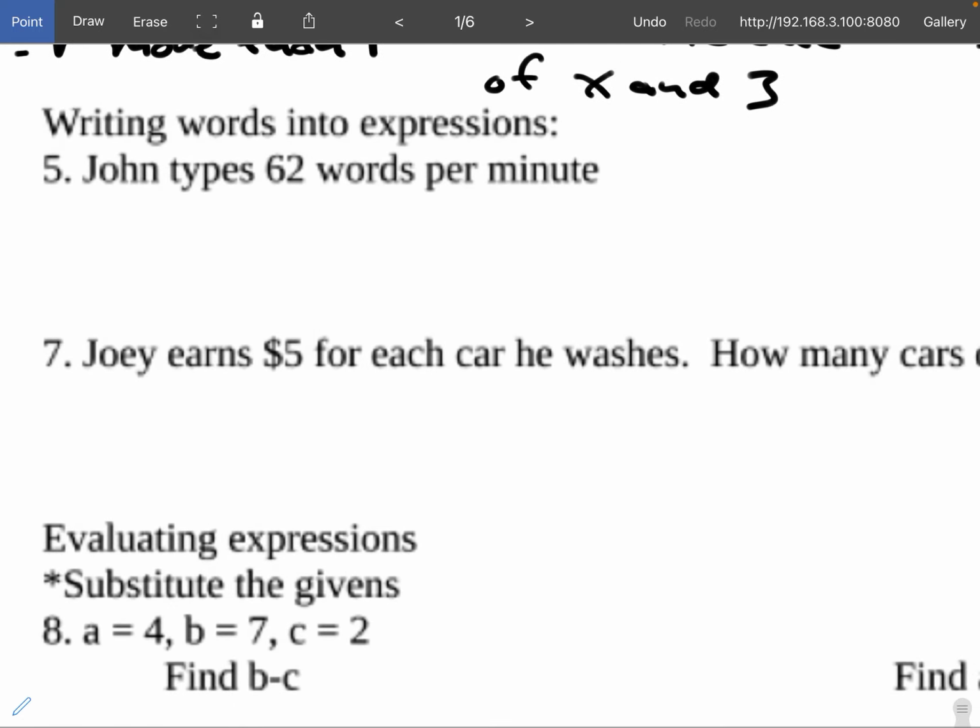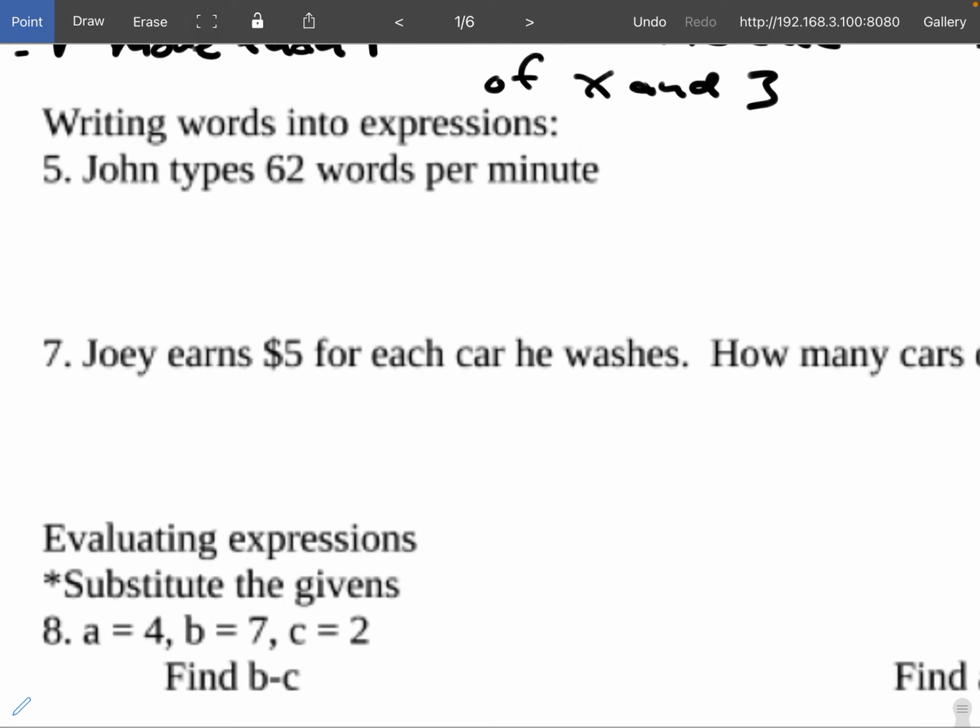Now this time we're going the other way. So they're giving us this thing in words, and we want to write it in symbols, or we want to take it from English and write it in math. Okay? So this one says John types 62 words per minute. Anybody got an idea on this one? What does per mean? What operation would be per? Would that be add, subtract, multiply, or divide? Yeah, it's actually multiply.